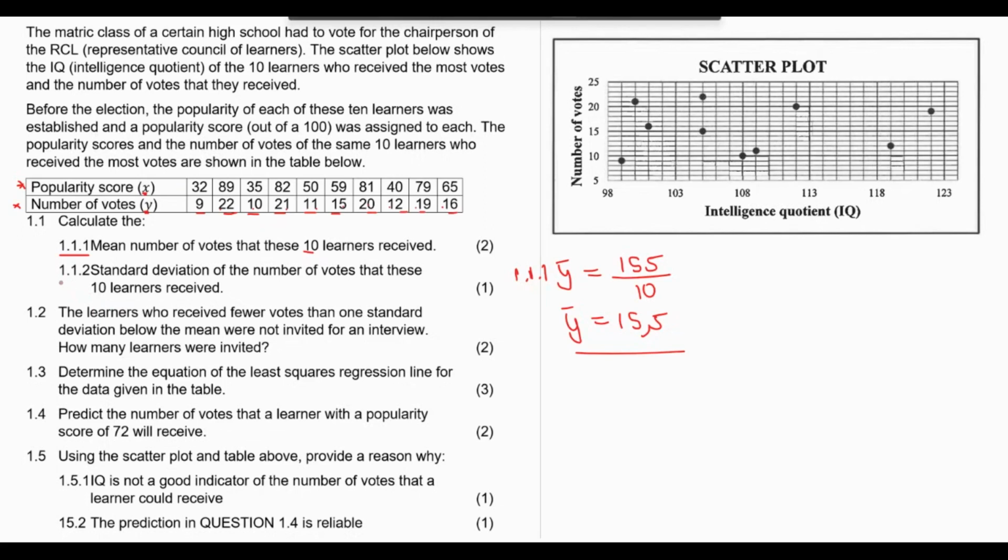Welcome back. Let's do question 112. The matric class of a certain high school had to vote for the chairperson of the RCL.